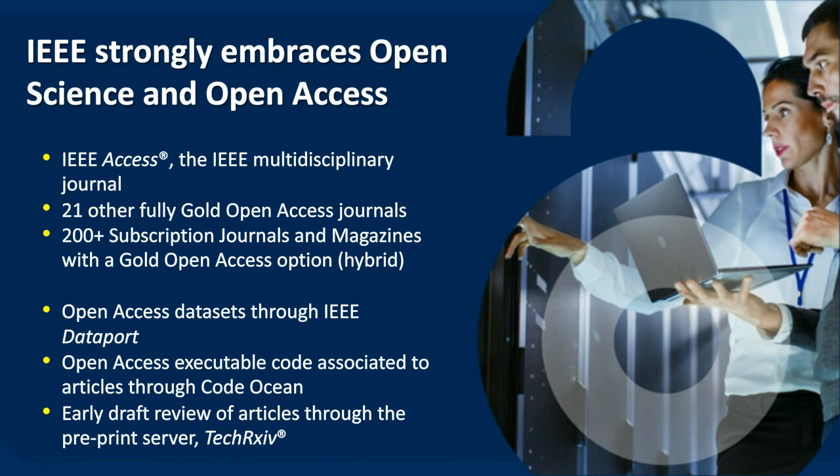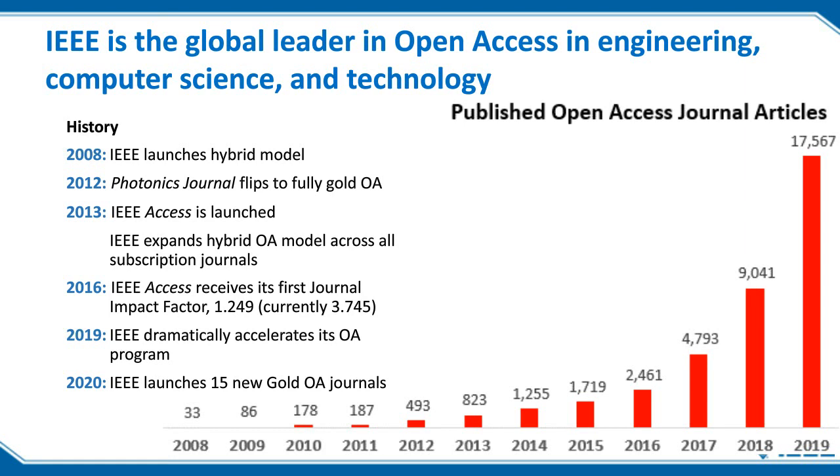So historically for IEEE, we actually started to get involved in open access back in 2008 when we launched a hybrid model allowing for subscription journals to offer an open access option. Our photonics journal, which is a key journal for us, flipped to fully gold in 2012, and then a year later, Access came out and launched. And we also expanded the hybrid open access model across all of our subscription journals.